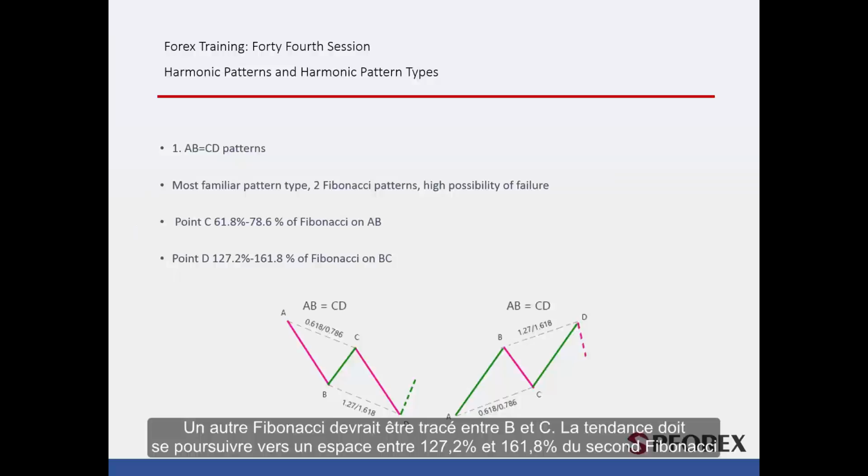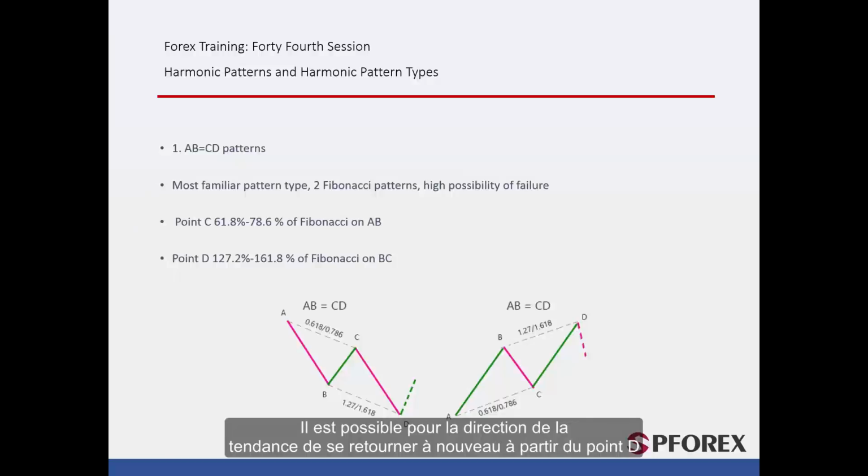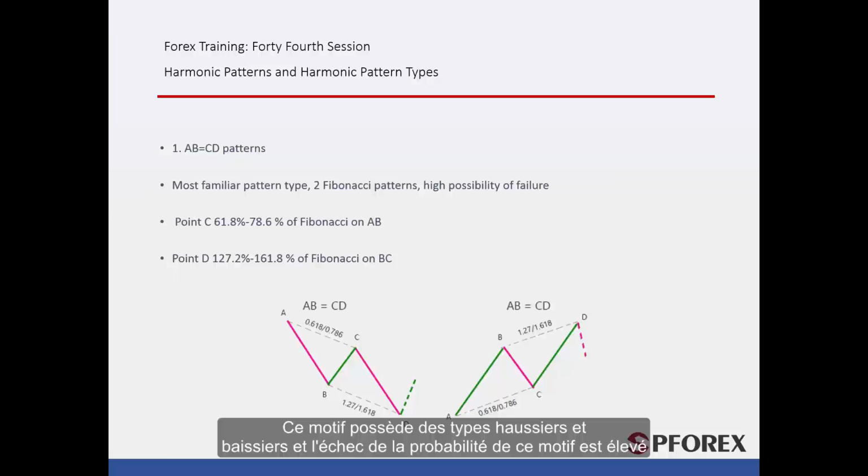Another Fibonacci should be drawn from B to C. The trend must proceed to an area between 127.2% and 161.8% of the second Fibonacci. It is possible for a trend to reverse its direction again from the point D. A trader can place an order agreeing with the trend direction from the point D. This pattern has bullish and bearish types, and the failure probability of this pattern is high.